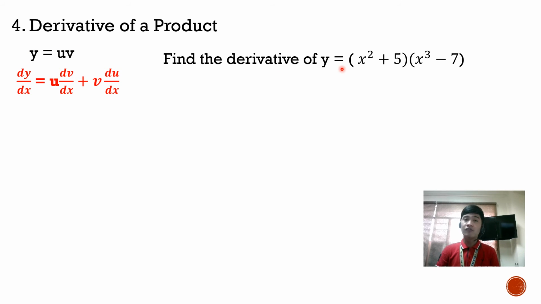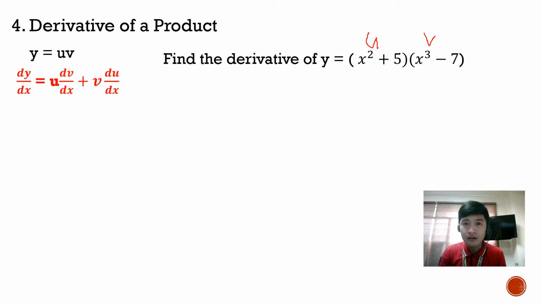Find the derivative of y is equal to x, quantity x squared plus 5, quantity x cubed minus 7. So how do we do this? Let's label it first so we can understand better. I have here, this is the u. Let me fix this so we understand better. So this is our u.